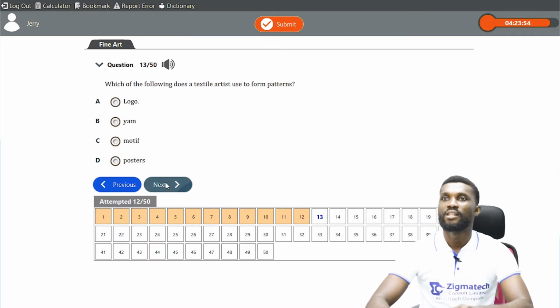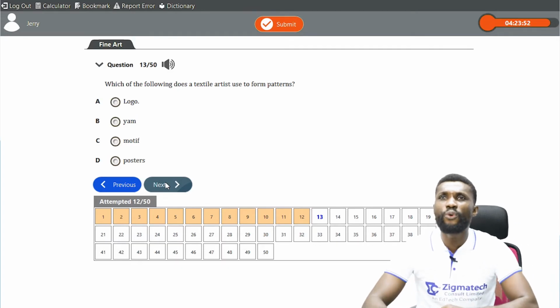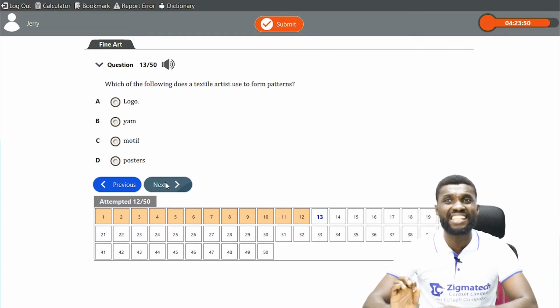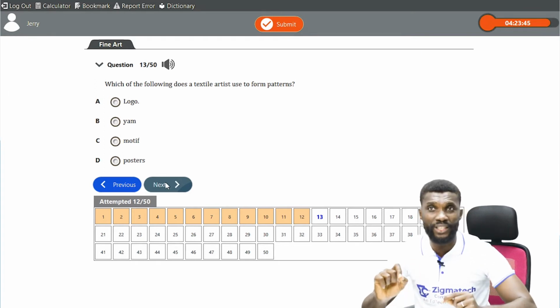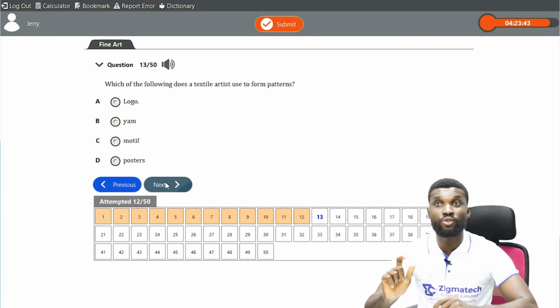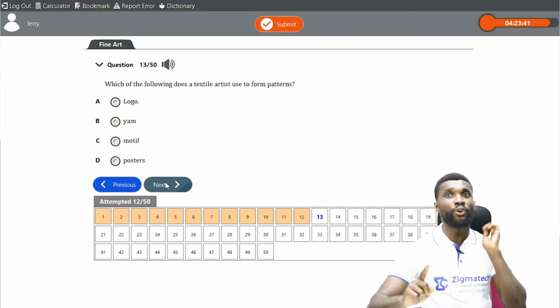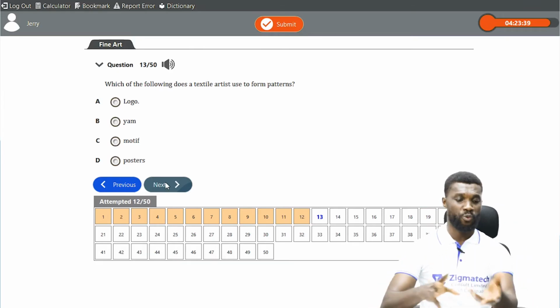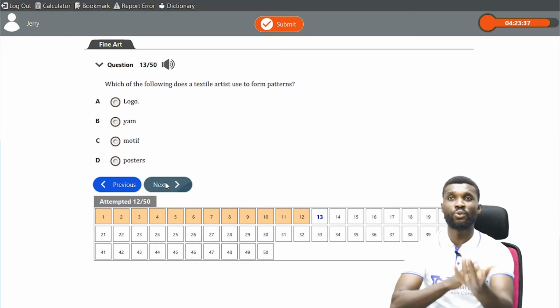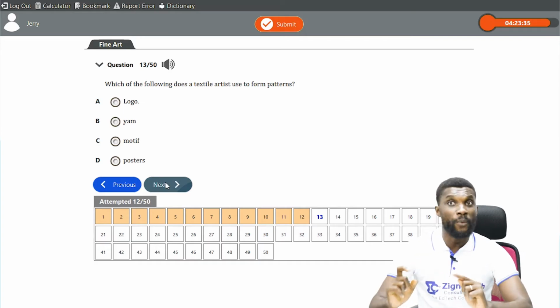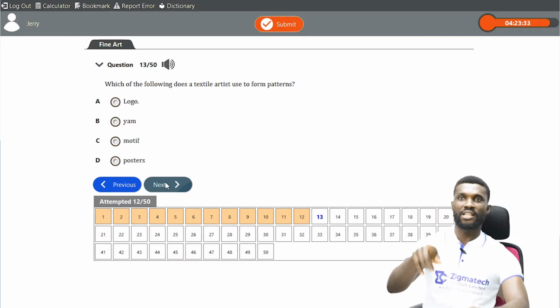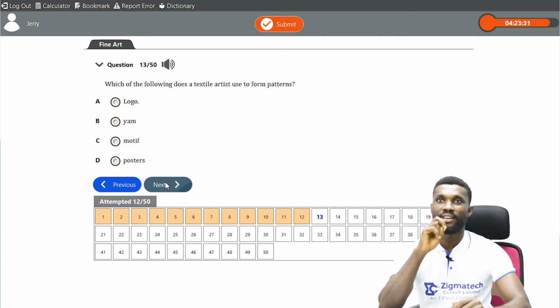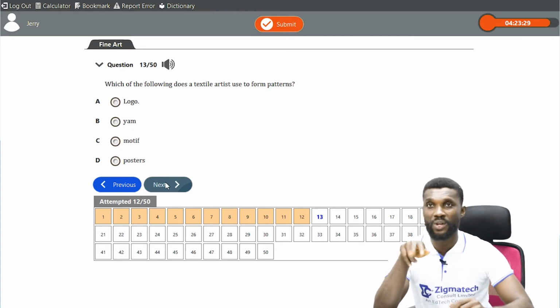All right, let's move over to question 13. Which of the following does a textile artist use to form pattern? Watch. Which of the following does a textile artist use to form pattern? Now, if you followed me from the beginning, I told you, when we talked about the tattoo, that first, there's what we call motif. But, well, let's just see the options we have.